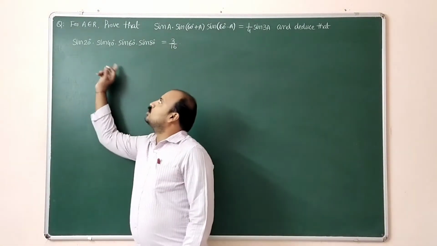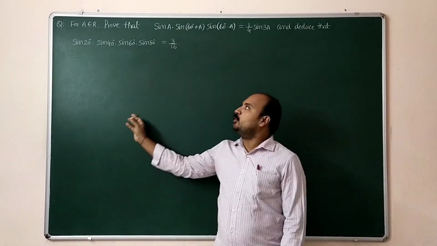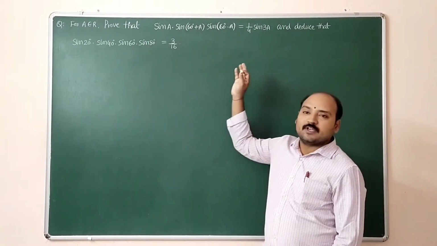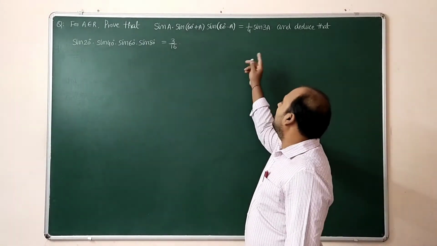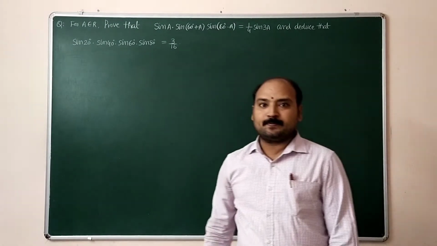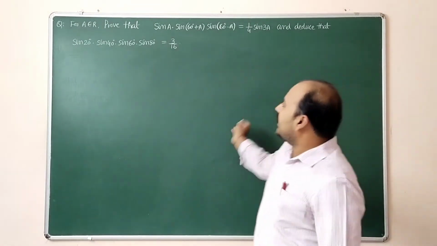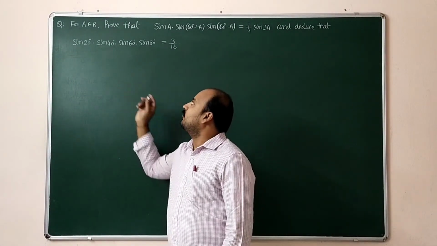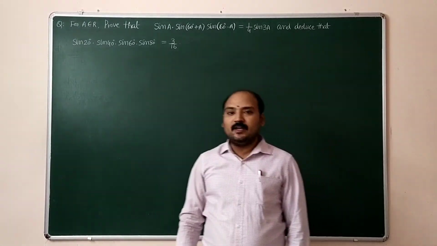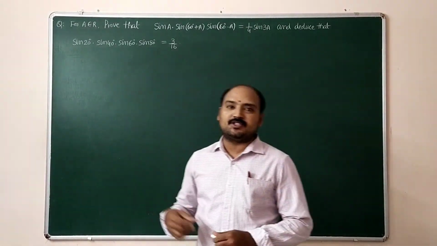Next question, dear students. For A belonging to R, prove that sin A into sin of (60 plus A) into sin of (60 minus A) is equal to 1 by 4 into sin 3A, and deduce that sin 20 into sin 40 into sin 60 into sin 80 is equal to 3 by 16.